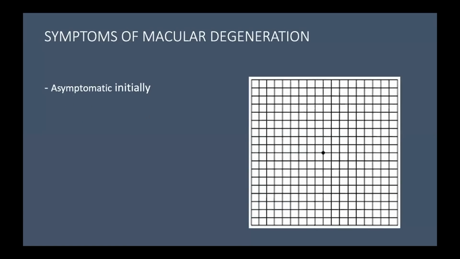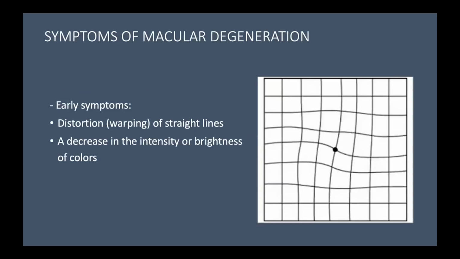Macular degeneration is usually asymptomatic initially, and so patients will look at the Amsler grid and they will see the dot in the center. They will see all the lines, both horizontal and vertical, looking straight, and the boxes of the grid looking undistorted. With early symptoms, they may notice some distortion or warping of straight lines. They may also notice a decrease in the intensity or brightness of colors.